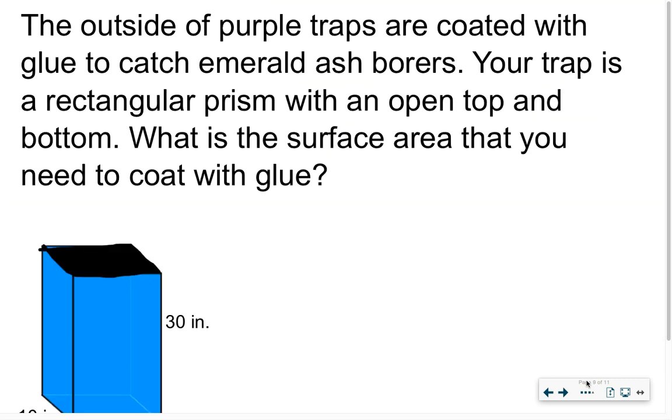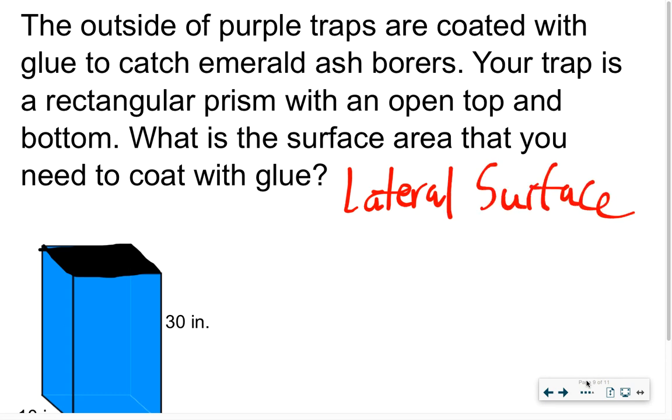Now, every once in a while, they'll ask for you to find the lateral surface. Please, on this one, put down lateral surface. If they ever ask you to find lateral surface, you want to do something along these lines. Now you read the problem.